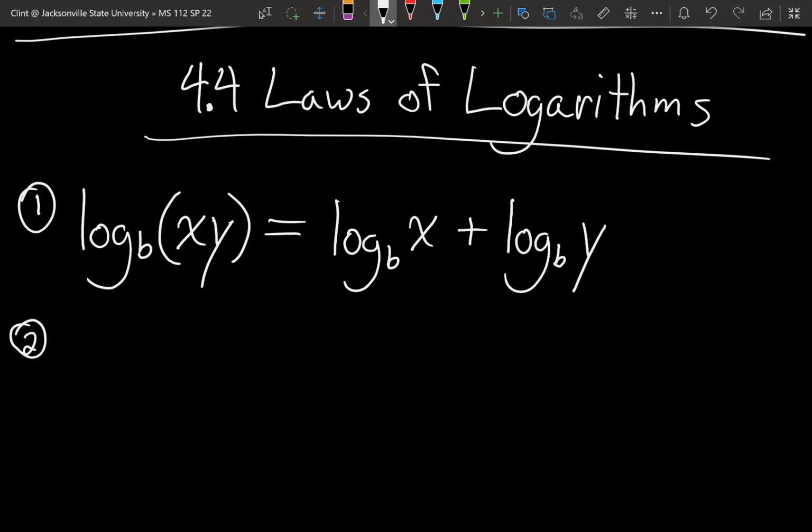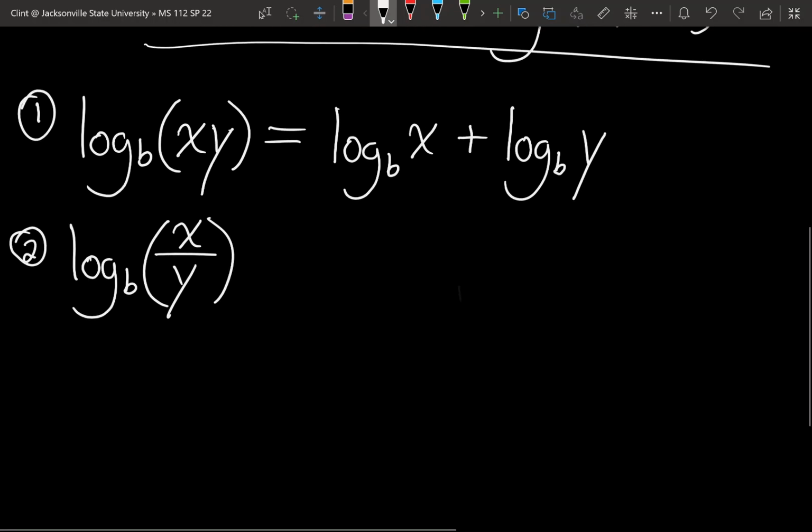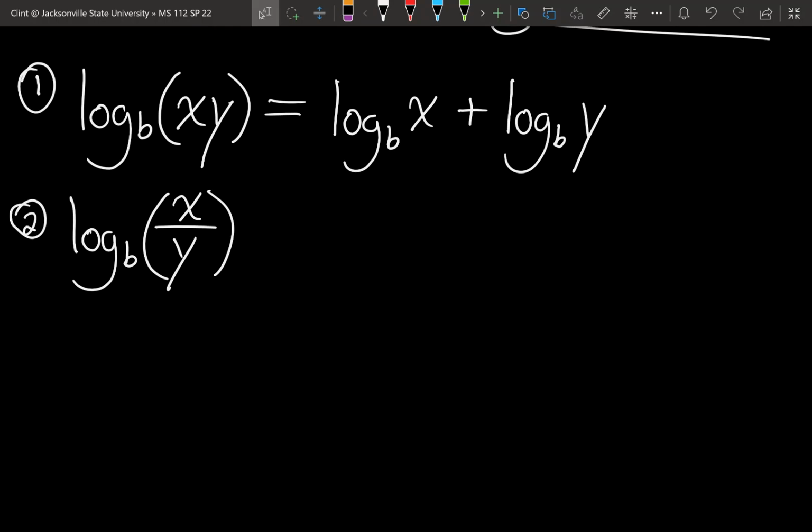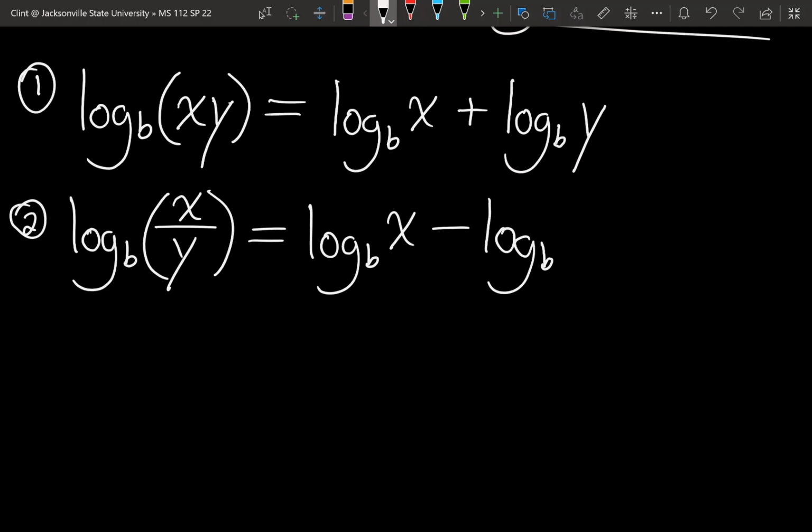Number 2, similar idea, except we're thinking about having a fraction or a quotient inside of a logarithm. It's almost the same, but when we had multiplication inside, it turned into addition of two logarithms. When we have division inside, or a quotient or a fraction, however you want to think about that, it turns into subtraction. So that would be log base b of x minus log base b of y.